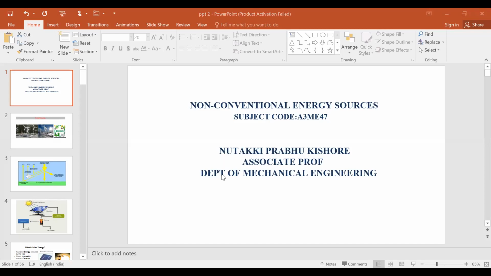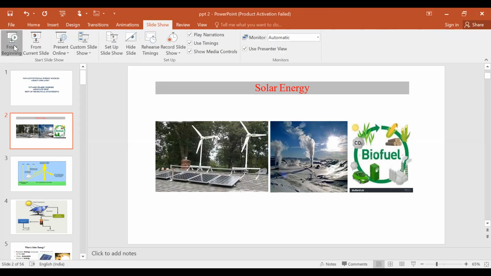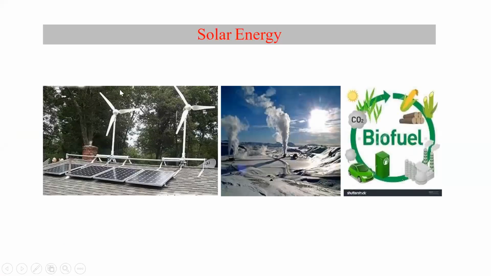Now we are going to start unit 2 of the non-conventional energy sources. Coming to unit 2, as discussed earlier in the previous slides, it deals with solar energy. And here, what is meant by solar energy? I think everybody has got the basic idea in the introduction classes of solar, wind, geothermal, biomass, and ocean energy.